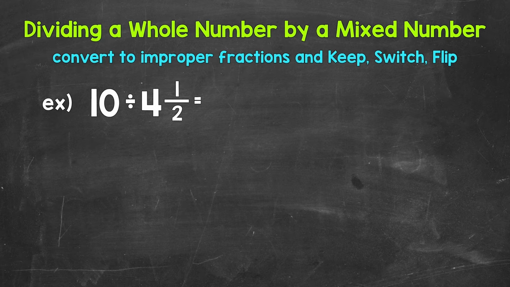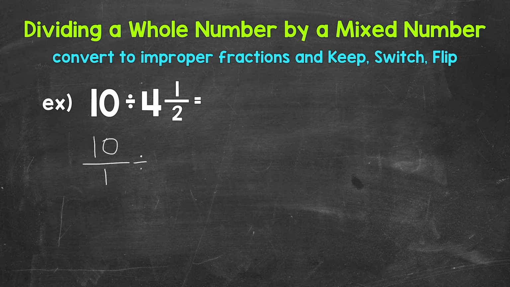Let's jump into our example where we have 10 divided by 4 and a half. Now the first thing that we need to do is rewrite this problem with everything in fractional form. So everything rewritten as an improper fraction. That way we just have numerators and denominators and we can go through our steps. Keep, switch, flip. So let's start by rewriting 10 in fractional form as an improper fraction. And we do that by putting it over 1. Remember, we can rewrite any whole number in fractional form by putting it over 1.